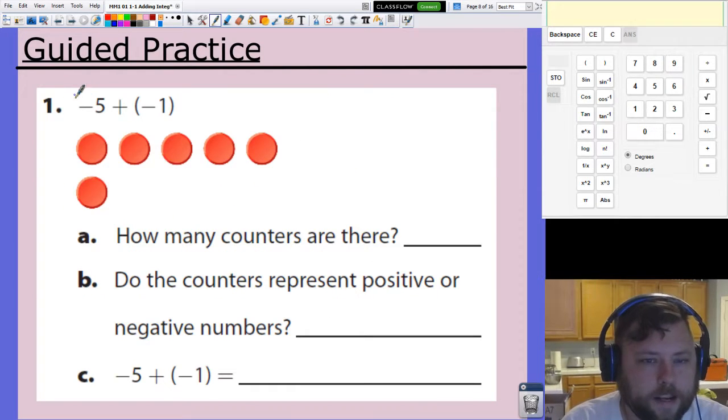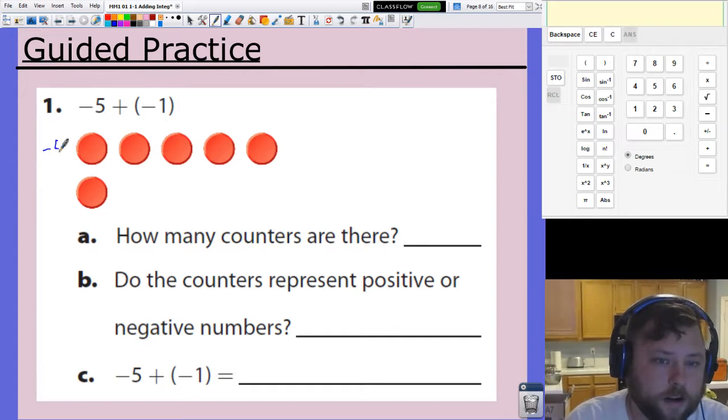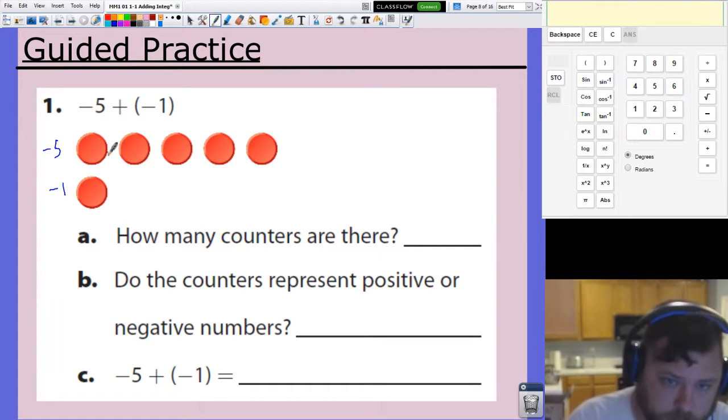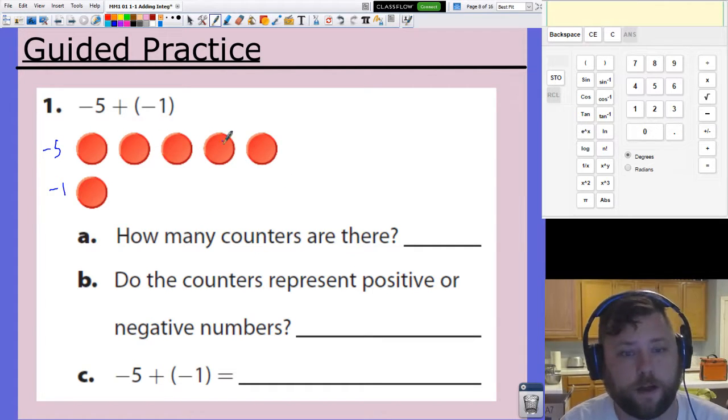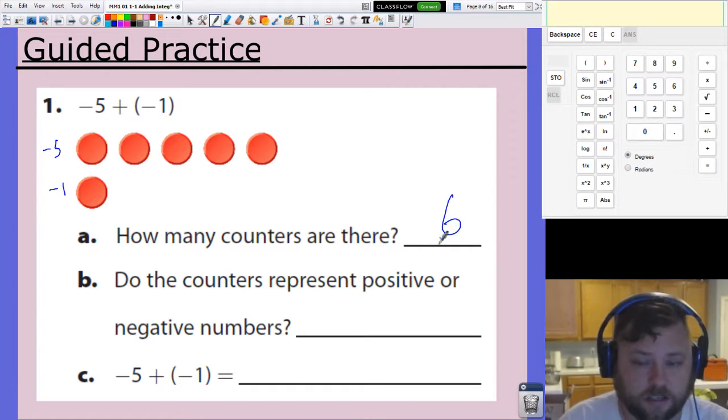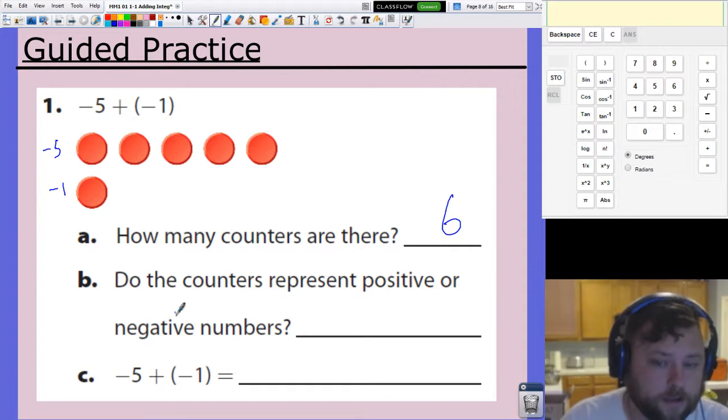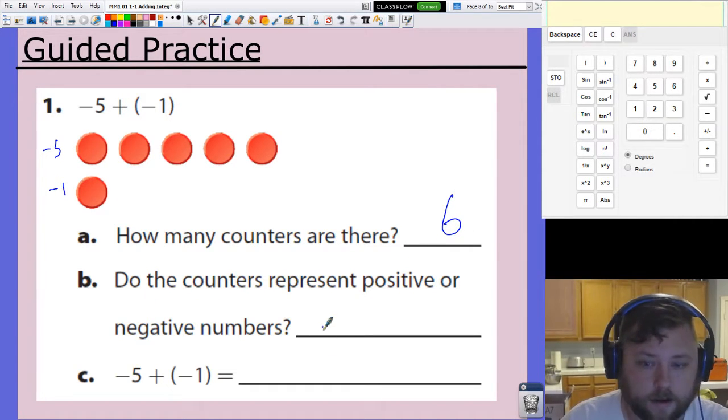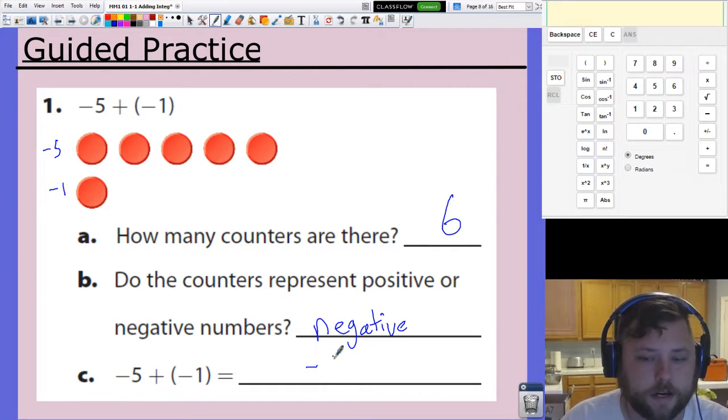A little bit of guided practice here. So I have negative 5 plus negative 1. This is going to be your negative 5, and this is your negative 1. So how many counters do you have? We'll just count them. 1, 2, 3, 4, 5, 6. Do the counters represent positive or negative? Well, since they're red, we say they represent negative. Because we said red was negative. So negative 5 plus negative 1, since you have 6 of them and it's negative, it's going to be negative 6.